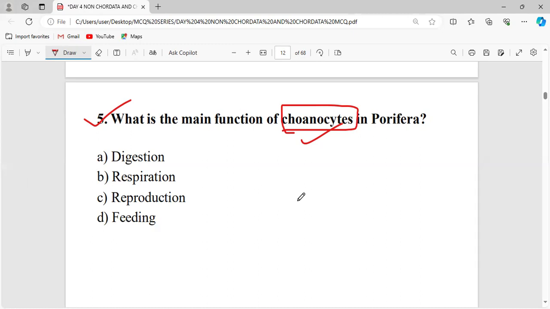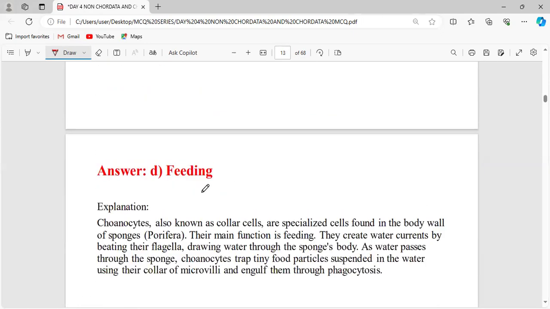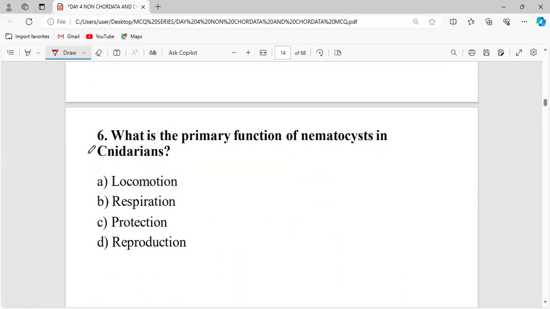Flagella. Okay, see, there are many functions performed by the choanocytes, but the main function is feeding. It helps the sponges, or the poriferans, to filter out nutrients from the water. It is involved in filter feeding. Flagellated collar cells are also called choanocytes. The main function is the feeding mechanism, right, by the process of phagocytosis.